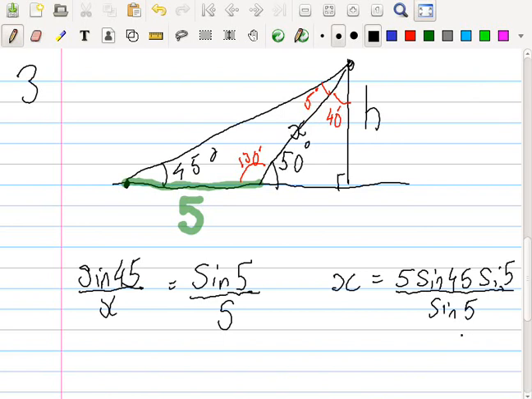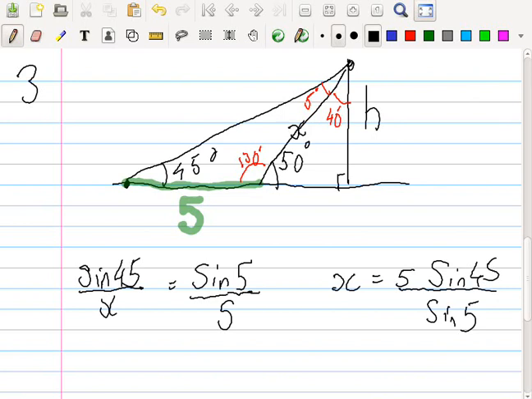5 sine 45 over sine 5. Right. Now, I won't type this in my calculator just yet because sine 5 is a small number, and I don't want to make any decimal errors yet. I'm going to leave it like this for more accuracy until the end, okay?